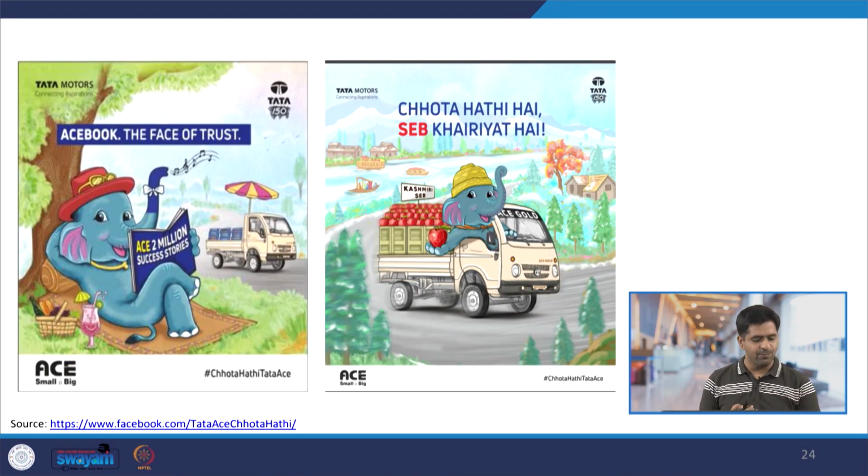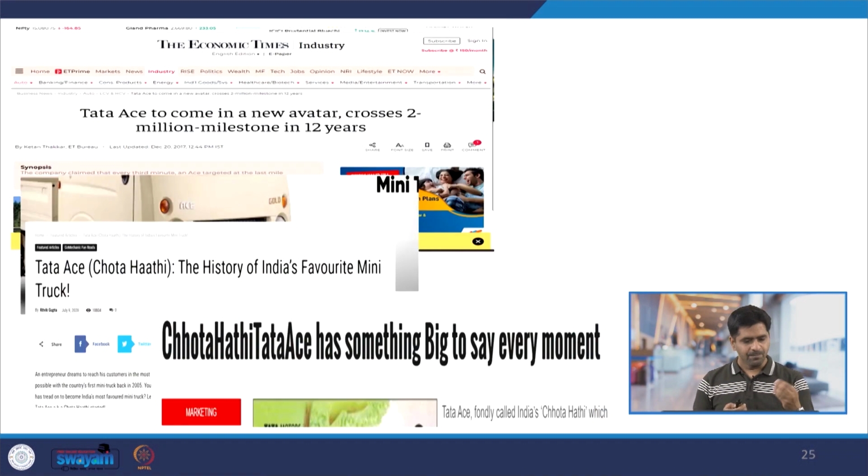Another thing is Ace, the face of trust, because Tata Ace indeed has been very successful in winning the trust of commercial vehicle owners across the country. Now just look at the other image, Chota Hathi hai sab khairiyat hai. It again indicates that this is a one-stop solution for people who are looking for smaller commercial vehicles. And all these news: Tata Ace to come in a new avatar, crosses 2 million milestone in 12 years. Tata Ace Chota Hathi, the history of India's favorite mini truck.